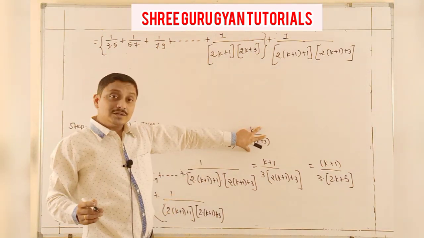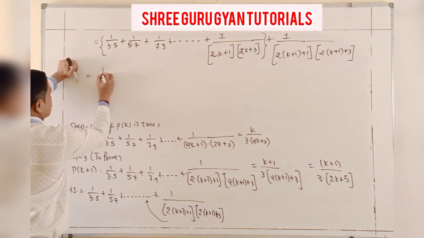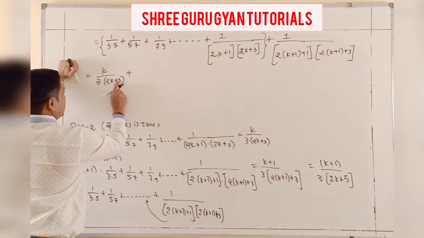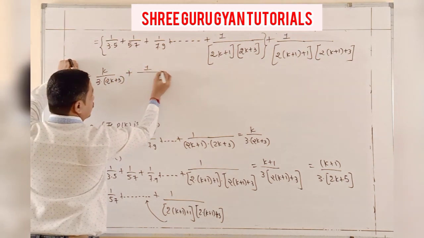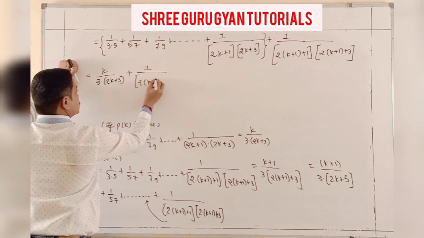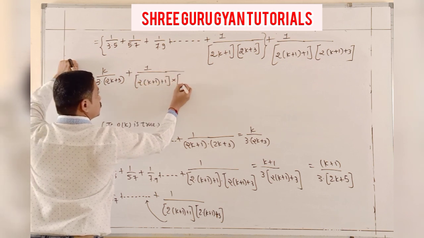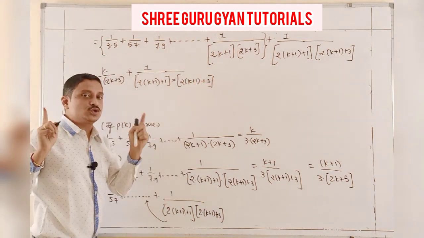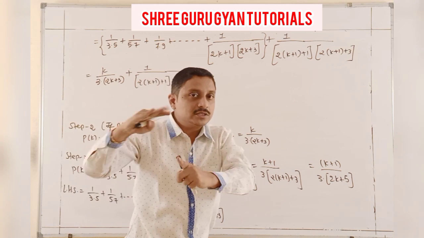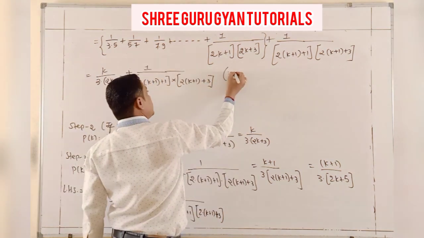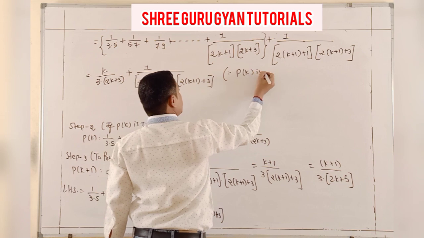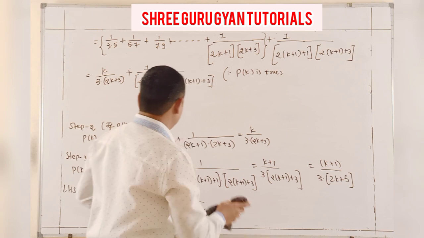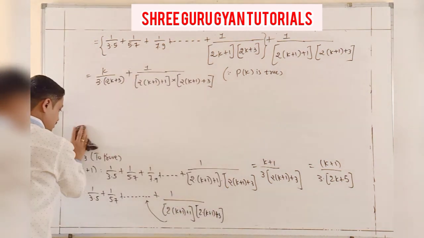Do I know? Yes. How much? K below 3 to K plus 3, and this is the same as 1 upon 2 with the K plus 1 plus 1 into 2 with the K plus 1 plus 3. Students, here I again repeat, don't take direct steps, go step by step. And here it is mentioned because P(K) is true according to your step 2. Now we are going ahead to simplifications.